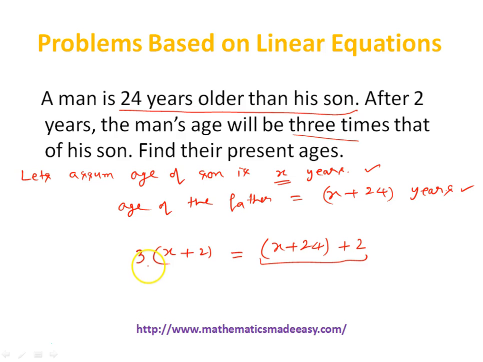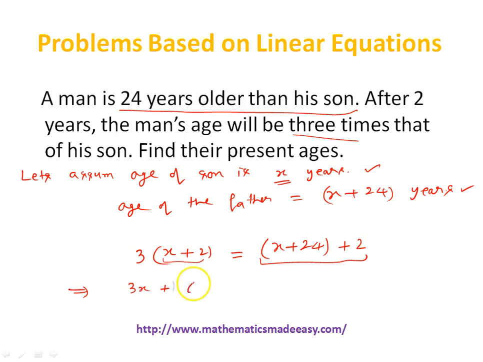After 2 years. So what have we done? At first we found the ages after 2 years, and then we put the condition that the father's age will become 3 times that of the son. So we just multiply the age of the son by 3 so that both the ages would be equal. So we have got one linear equation in x. Now let's simplify this.